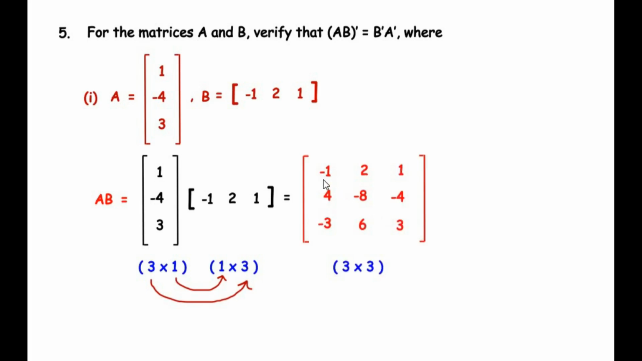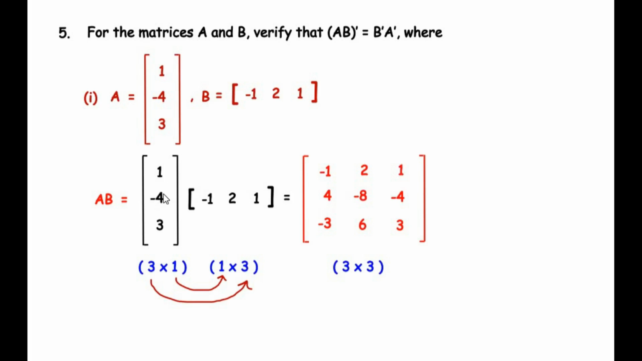So let us understand how we have got these elements. The first row element 1 multiplies with each and every element of the second matrix. So 1 times minus 1 gives us minus 1, 1 times 2 is 2, 1 times 1 is 1. Since we know there have to be 3 columns, we have got 3 columns.